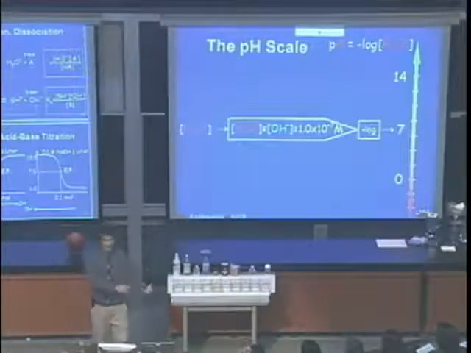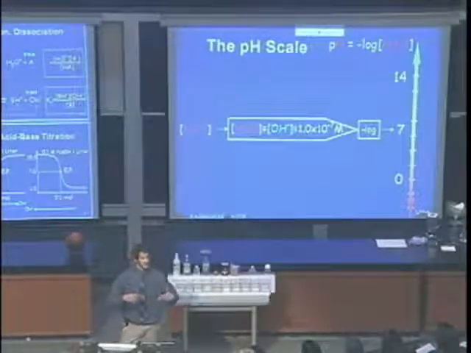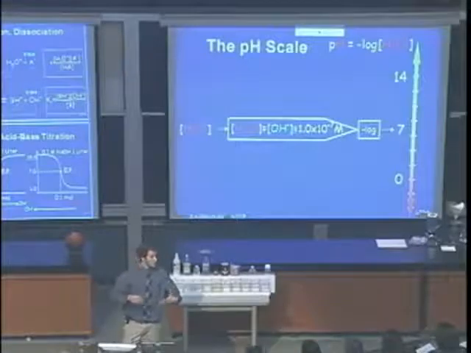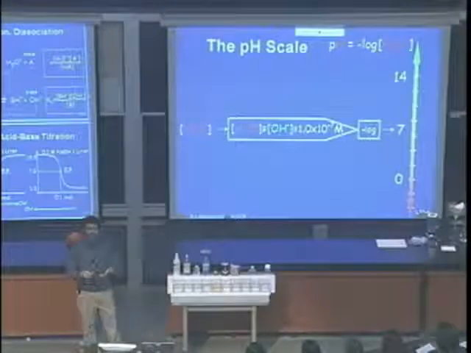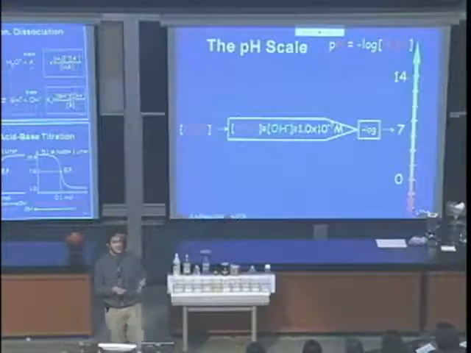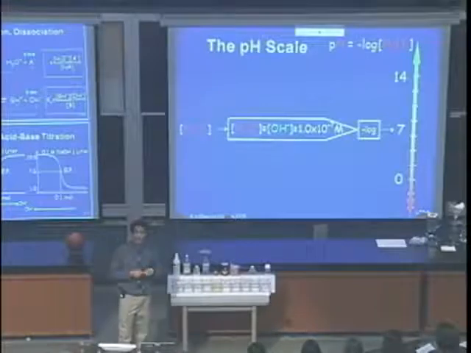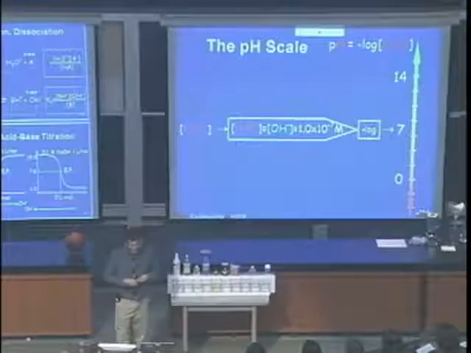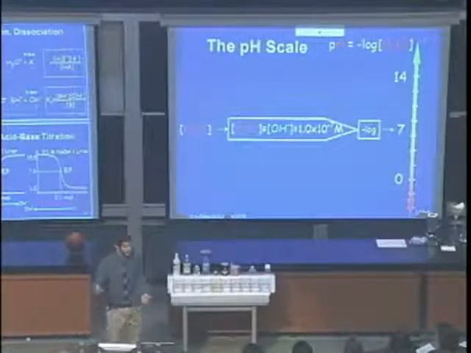So if I have a 10 molar solution of HCl, what's my concentration of H3O plus? 10 molar. And so what's the logarithm of 10? 1. What's negative 1 times 1? Negative 1. So a 10 molar HCl solution will have a pH of negative 1. But we don't often use those in the lab because then that really hurts when you get it on your skin. So you can have negative pHs, you can have positive pHs.